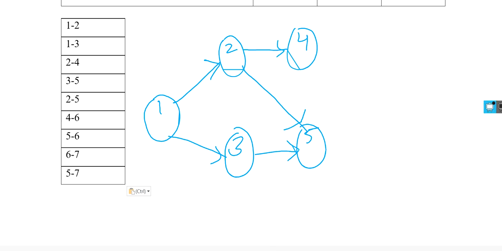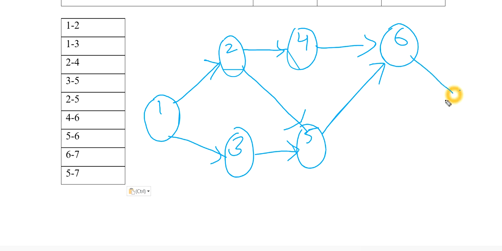Then there is 4 to 6. So here it is 4 to 6. Then there is 5 to 6. Then 6 to 7, like this. Then 5 to 7. So this is the network which we have created.